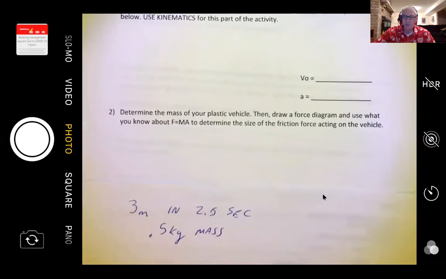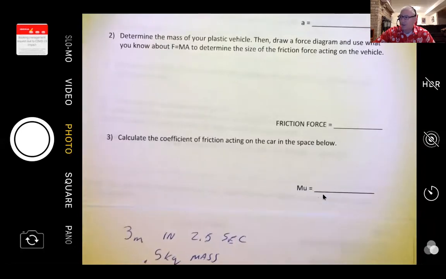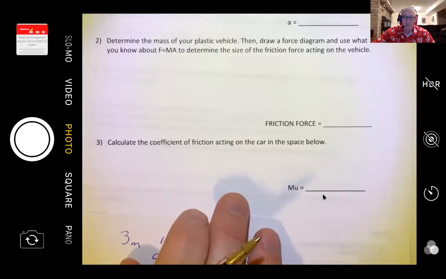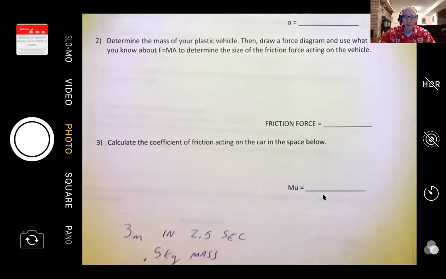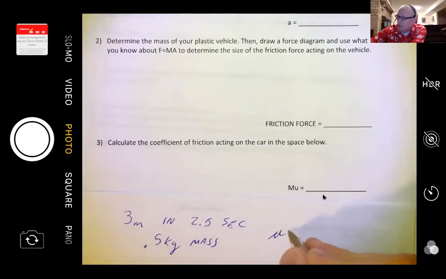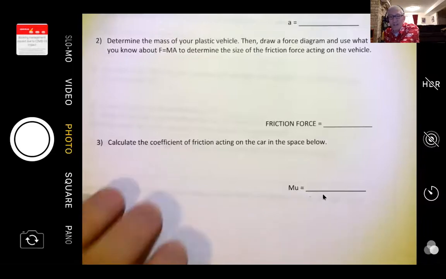And then we're going to move a little bit further down here. And we're going to say, okay, so after we've figured out the friction force using F equals ma and drawing a good force diagram, we're going to figure out what mu is. And remember that mu is just our ratio of the friction force to the normal force. So if you've drawn a good force diagram and you have the values that I've given you there, the 3 meters in 2.5 seconds for a 0.5 kilogram mass, that should all be pretty good review stuff.